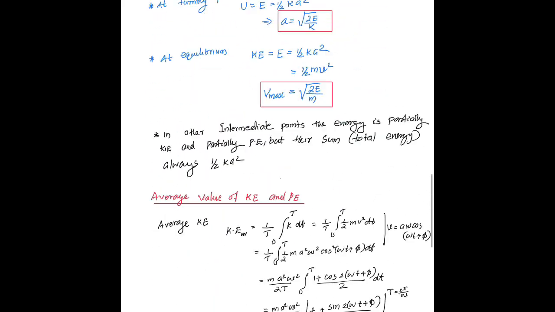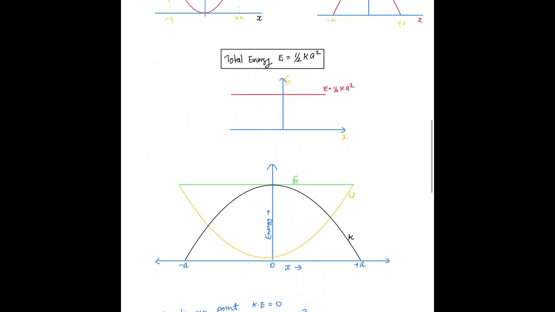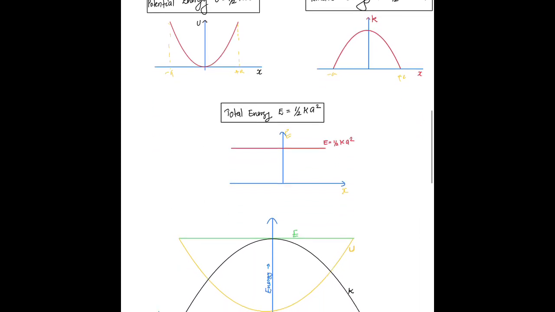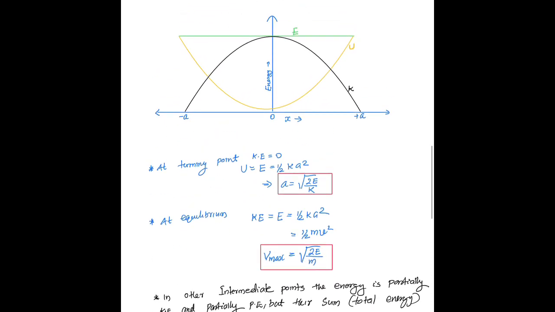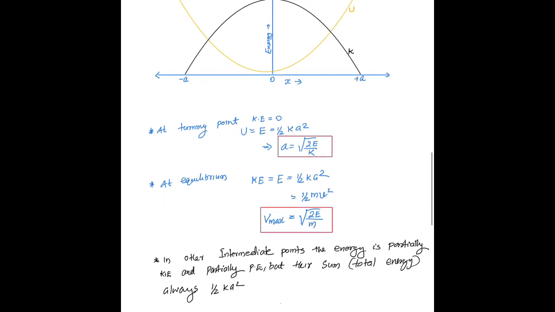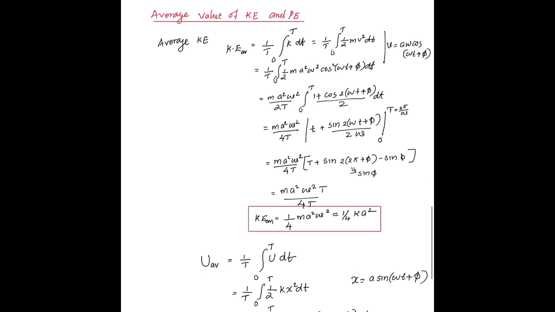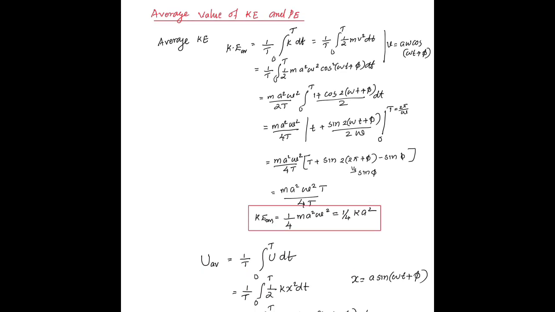So what we have done in this class is this: the expression for potential energy is half kx square, kinetic energy is half k(A square minus x square), and the total energy is half kA square, which is a constant. Please remember the energy diagram and find the turning point expression for A and the maximum velocity. Later we found the average kinetic energy and average potential energy expressions, and we proved that both are the same, having the value 1 by 4 kA square.